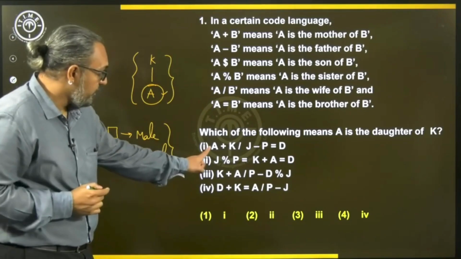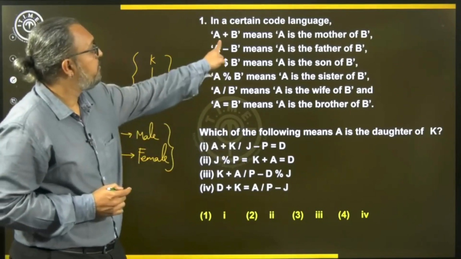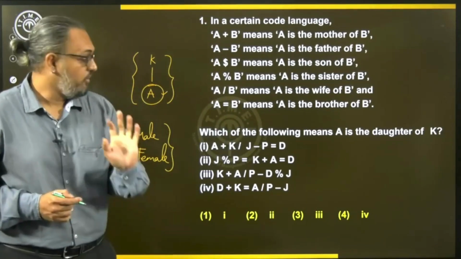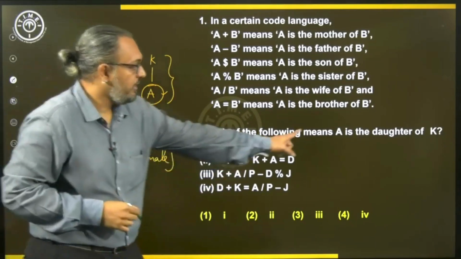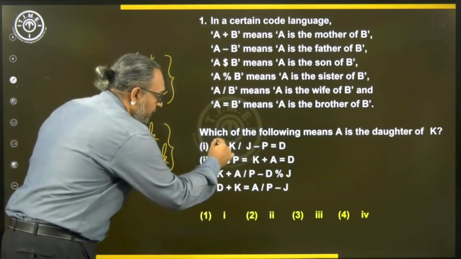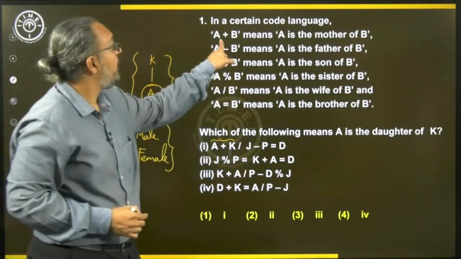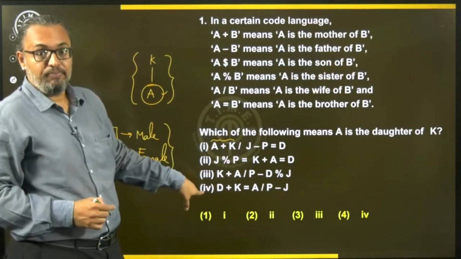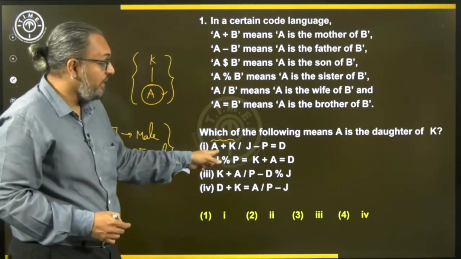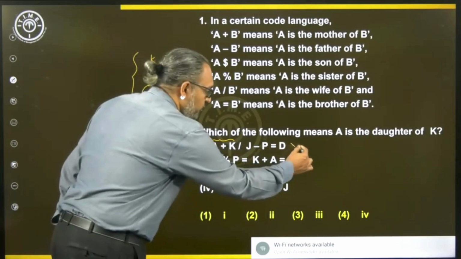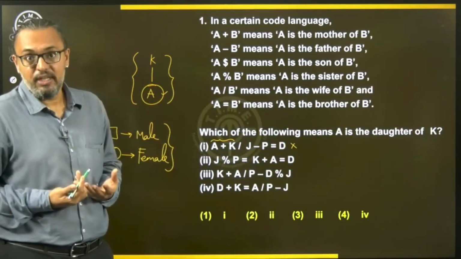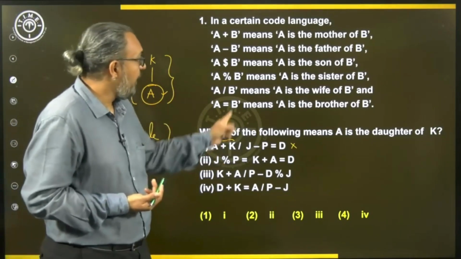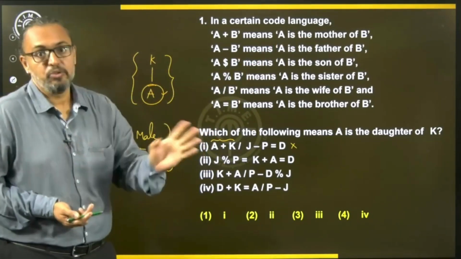Now when you look at the first one, it says A plus K. What does plus mean? Mother. So A is a mother. But I need A to be the daughter of K, correct? A plus K means A is the mother of K. I want A as a daughter of K, but here I am getting A as a mother of K. So I can straight away rule out the first option. Even though the gender is a match, the relation is reversed. So that is ruled out.